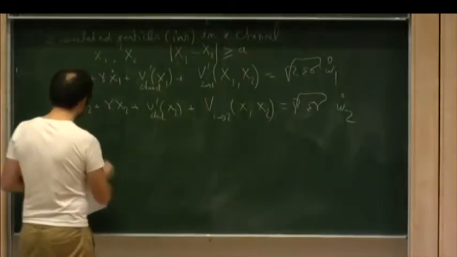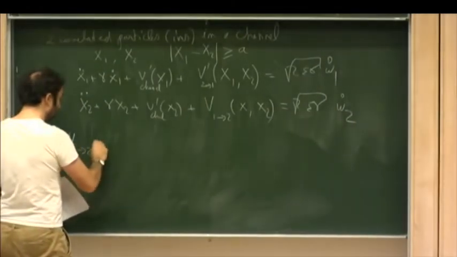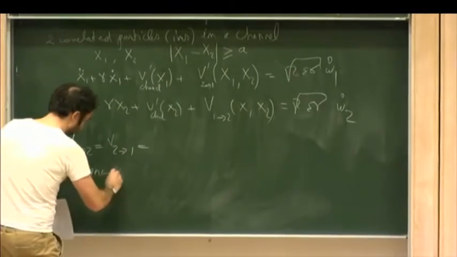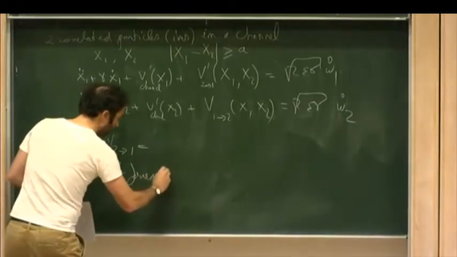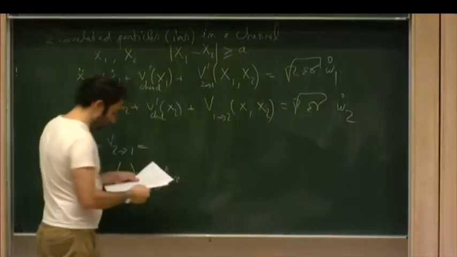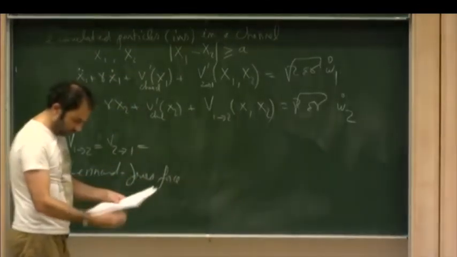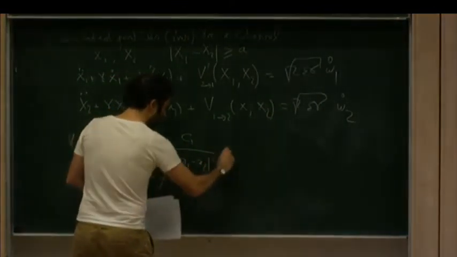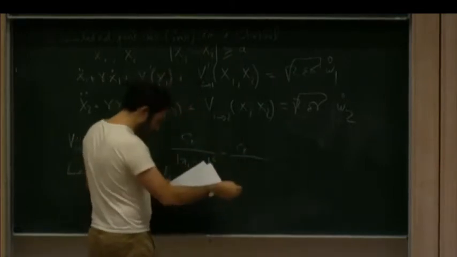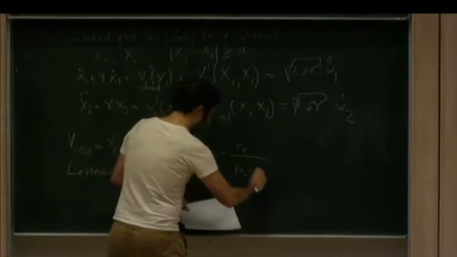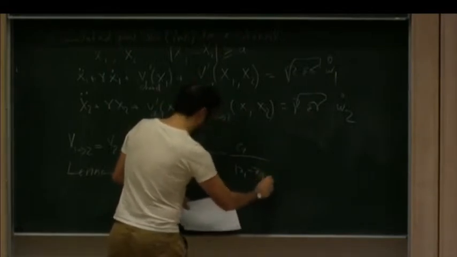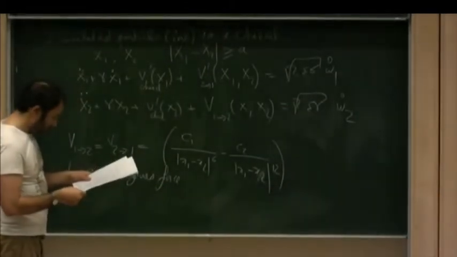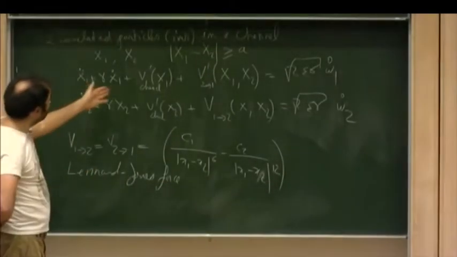If it's completely symmetric, then V12, the force of 1 on 2, or V21, you can take, for example, what is called the Lennard-Jones force, which is 1 over r6 minus 1 over r12. So it's a constant c1 over (x1 minus x2) to the power 6, minus a constant over (x1 minus x2) to the power 12. The constants are known in the literature. Okay, so this leads to a correlation.